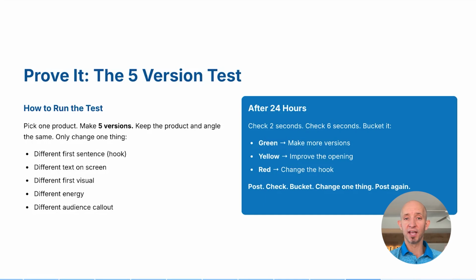Create a different first sentence, the hook that you say. Create a different text on screen, create a different first visual, right? Where the product's in my hands, the product's not in my hands. Create different energy, create different audience callouts. Those are your hooks. Then guess what? Take the same meat and potatoes that sits behind it, after the first 6 seconds.